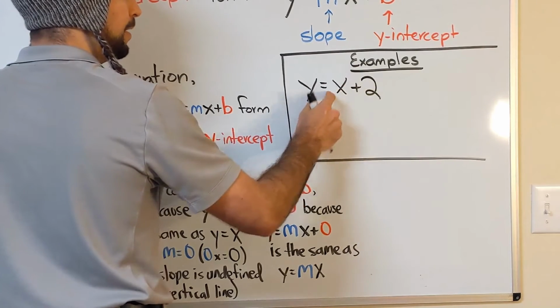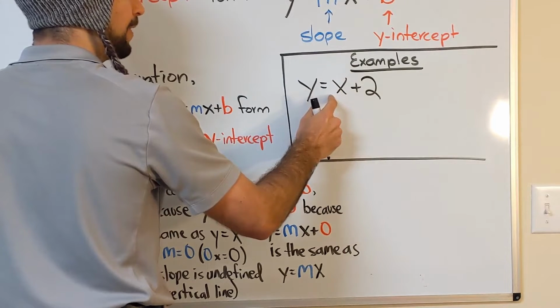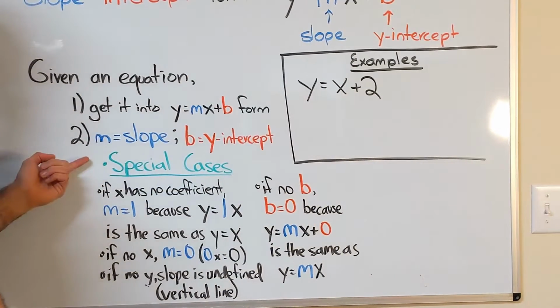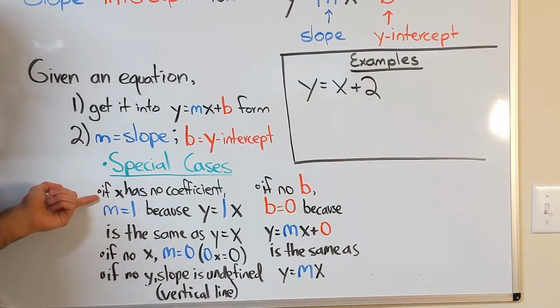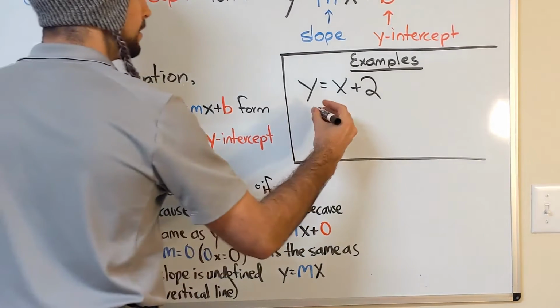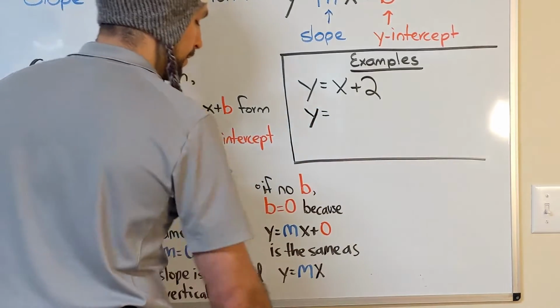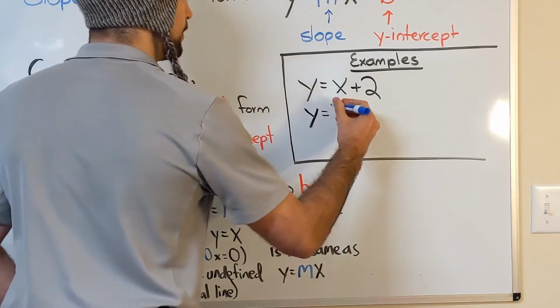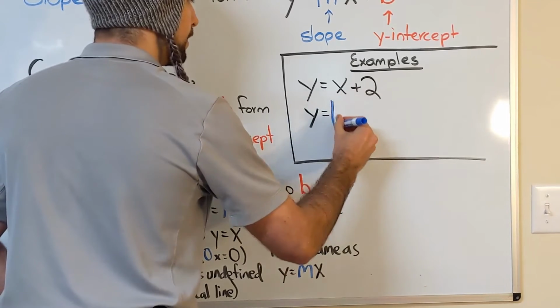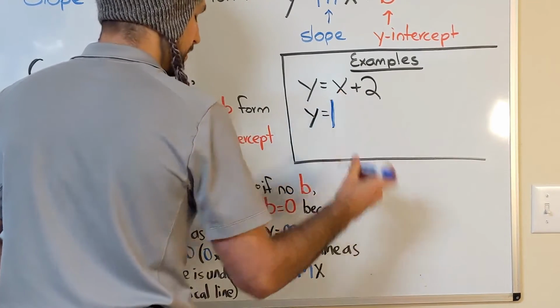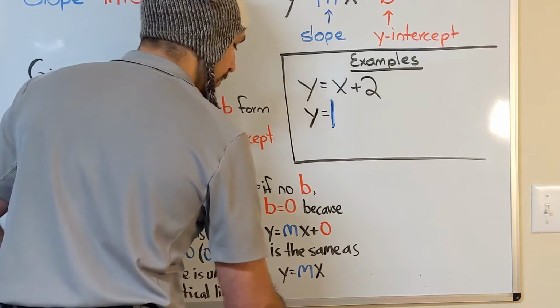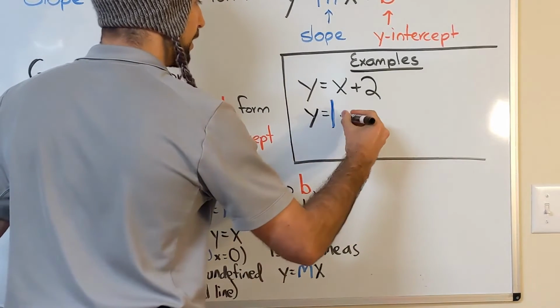But I don't see my slope. I should have a coefficient in front of x. Look back at our special cases. We'll notice that if we don't have a coefficient, well, slope just must be 1, because x is the same as 1 times x. The identity property of multiplication says if we multiply anything by 1, we have that same thing.